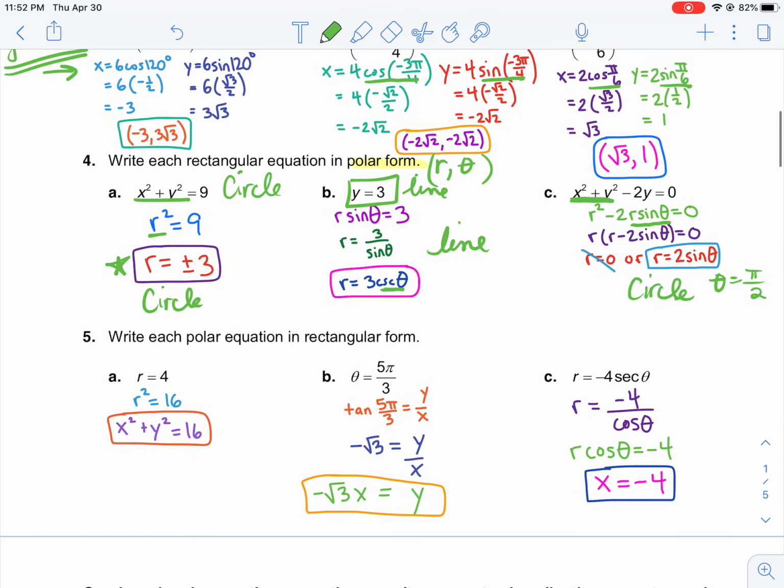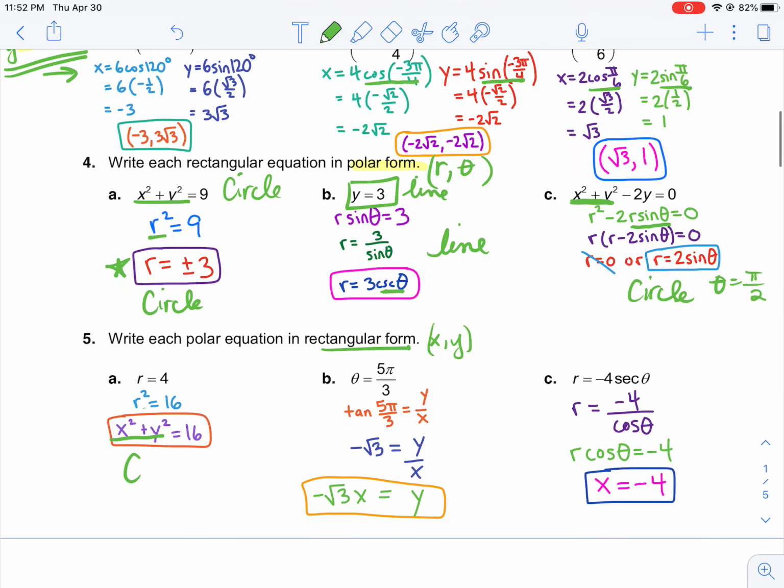All right, and then number 5, write each polar equation. Now we're going from r's and thetas to rectangular form. We want x's and we want y's in our equation. So let's see, r equals 4. If I square both sides, I know that r squared is equal to x squared plus y squared, and this would be a circle. And that's exactly what this is if I were to graph it in polar form.